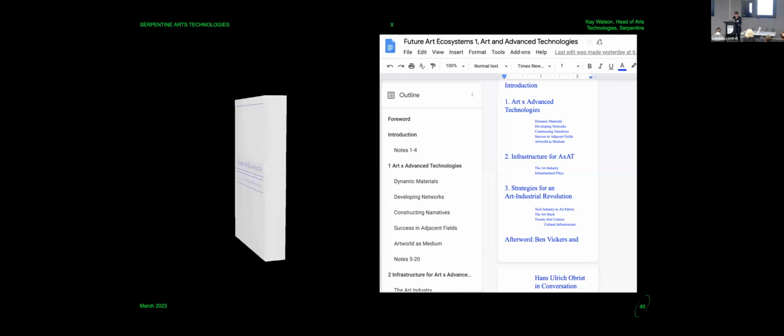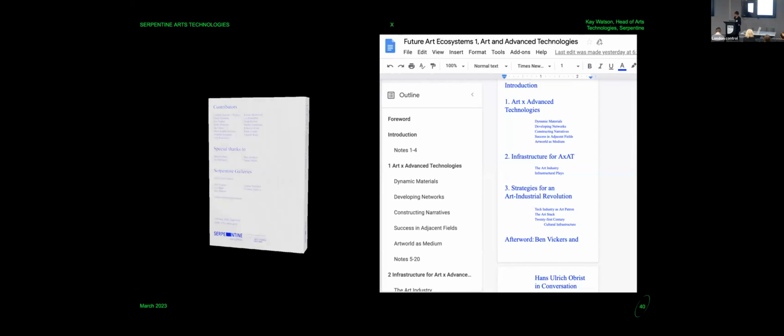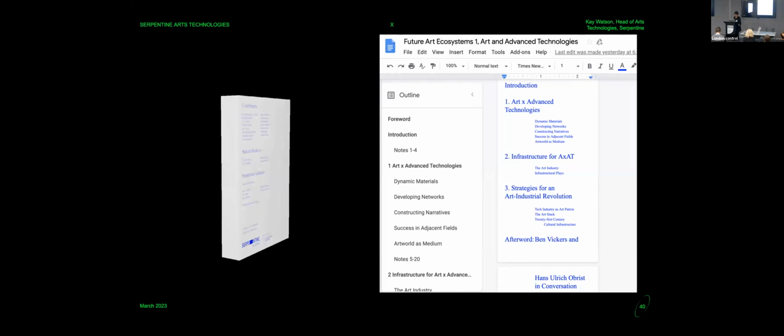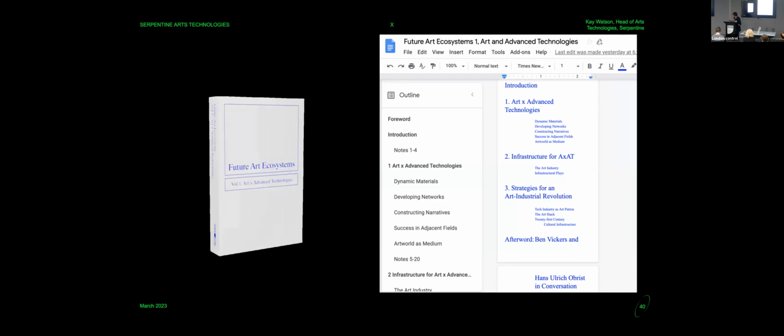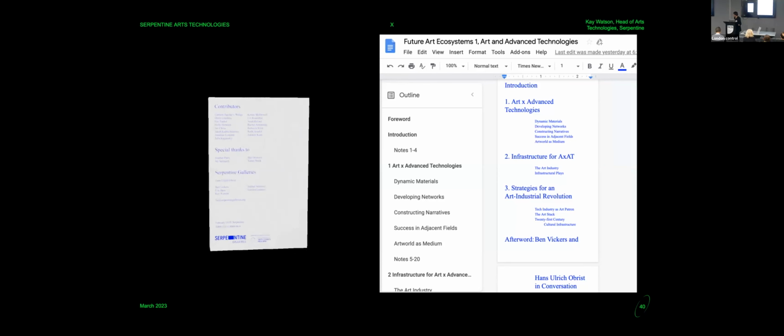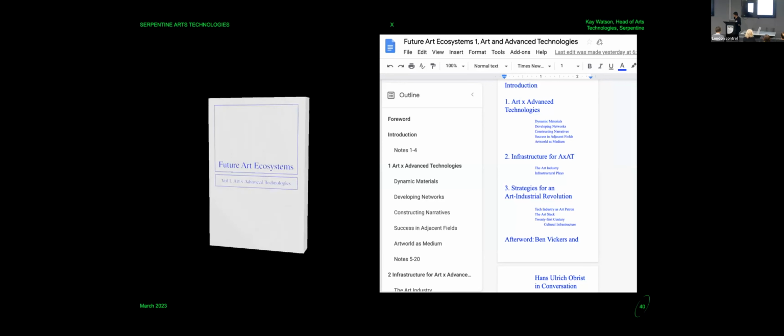So this was the first issue. This came out in 2020. We were due to launch on the day that the UK went into lockdown, so we pushed it back. And so this was very much an initial landscape mapping of art and advanced technologies as we saw it.